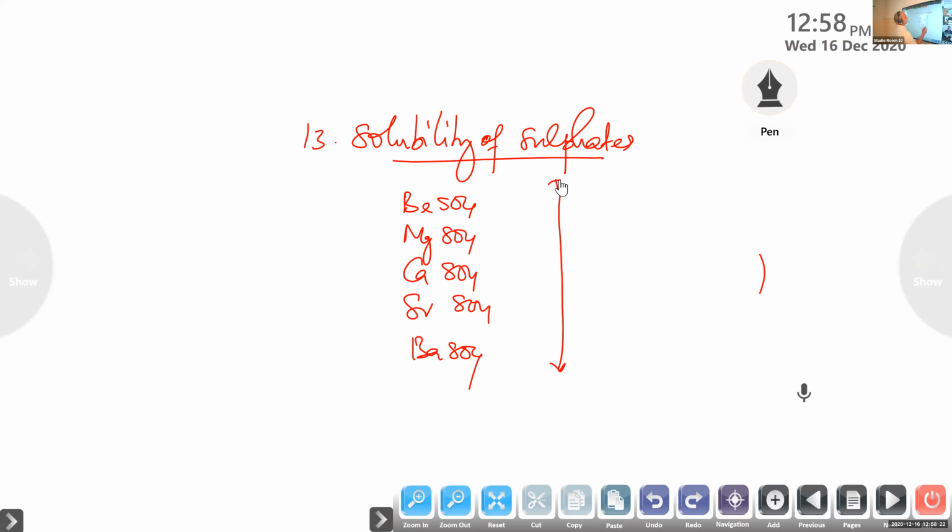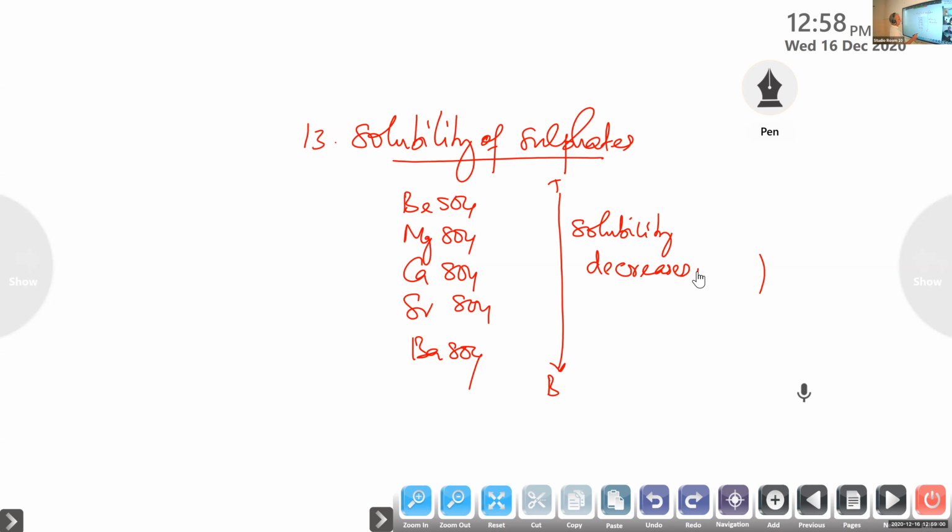Say from top to bottom, solubility of sulfates decreases. Beryllium sulfate and magnesium sulfate are soluble in water. They are readily soluble in water. Calcium sulfate is only partially soluble, while strontium sulfate and barium sulfate are insoluble in water. That means from top to bottom, the solubility decreases.